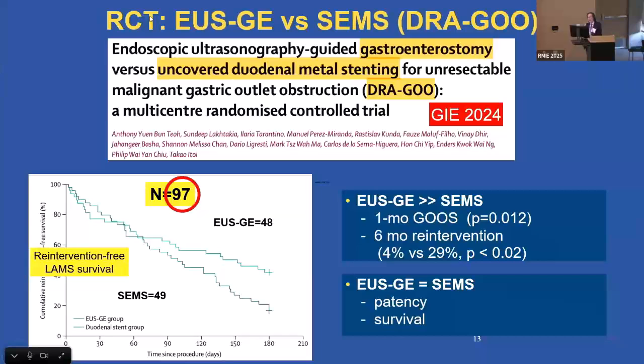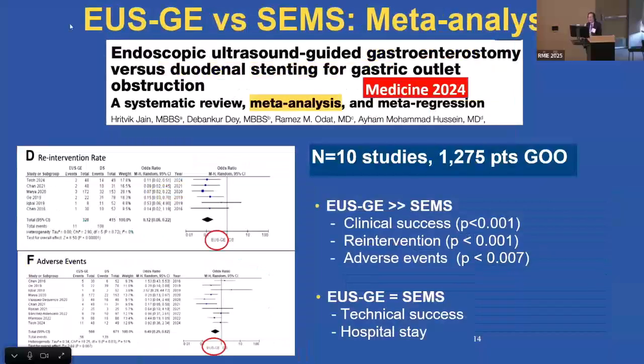So now we have the first randomized controlled trial. This is the DRAGU trial. This is a seminal paper, a multi-center trial from Asia. It also showed that EUS-GE was significantly superior to SEMS at 1-month gastroesophageal obstruction symptom score and 6-month reintervention rate, and equivalency in terms of patency and survival. So now we're getting real science, evidence-based medicine to support EUS-GE as being superior to a duodenal SEMS.